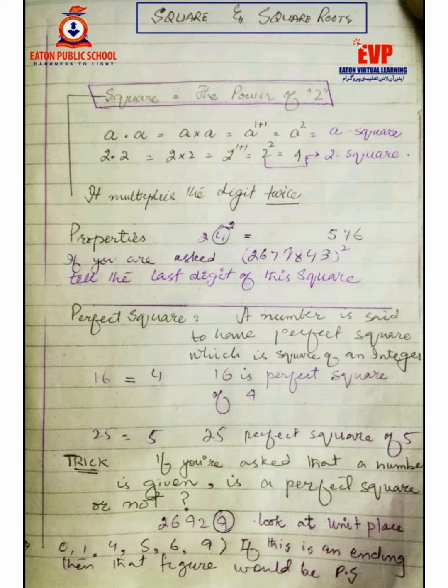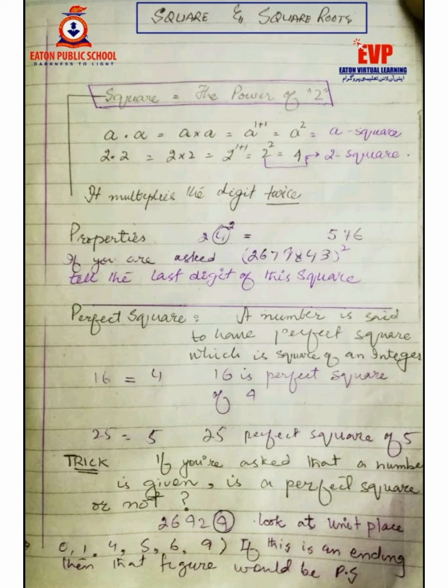Let me tell you a very important and interesting property that can help you solve multiple choice questions in a quiz. For example, if you are given a huge number, and you are asked that if we multiply the number with itself, like if we get the square of this number, then what would be the last digit of this square?